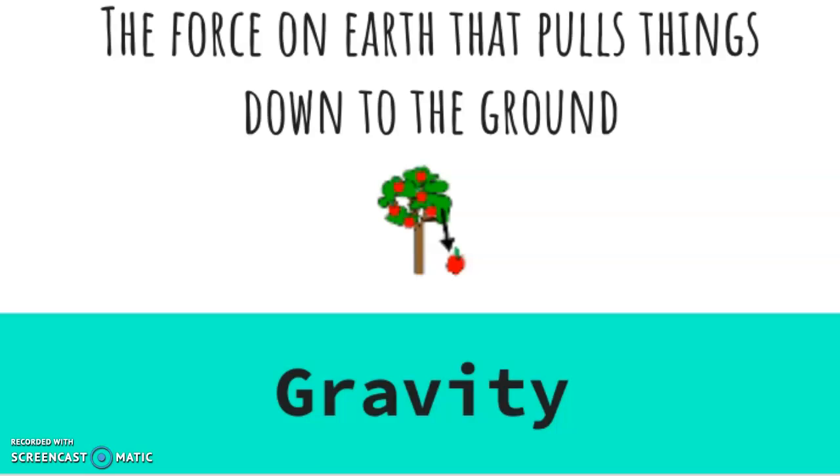In outer space, there's no gravity at all. That is why everything in space floats around. Here on Earth, we have gravity, so that's why we don't float around all the time.